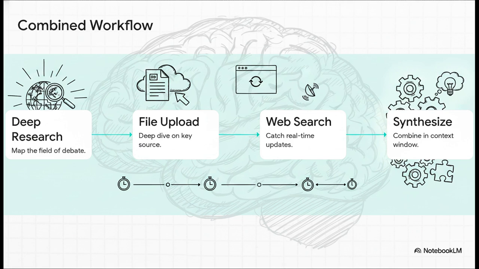Step 2. You take the single most important PDF source from that report, upload it, and have the AI extract the core arguments. Step 3. Run a quick web search to catch any real-time updates from, say, the last 24 hours. And finally, Step 4. Synthesize the whole shebang right there in the context window. By stacking these tools sequentially, you get a deeply engaged, perfectly updated output in 90 minutes, something that would normally take you a full, exhausting day.